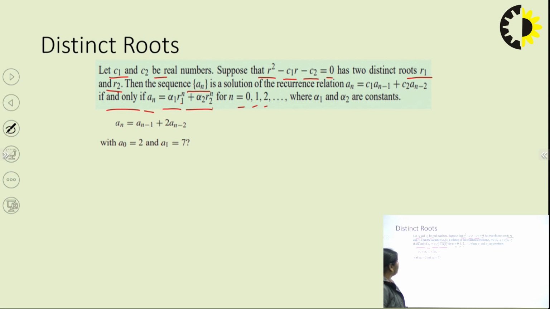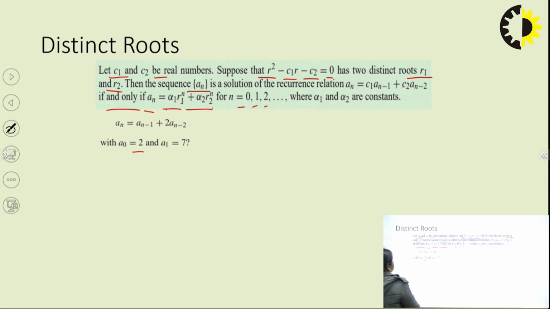So we will see that if the roots are different, how can we find the solution? The general solution will be alpha 1 into r1 to the power n plus alpha 2 r2 to the power n. Now let us understand how we solve a recurrence relation. The recurrence relation given here is of degree 2, so we are given two initial conditions, a0 is 2 and a1 is 7. On this slide we will learn how to solve a recurrence relation with distinct roots.